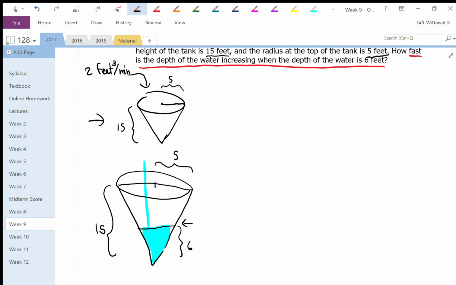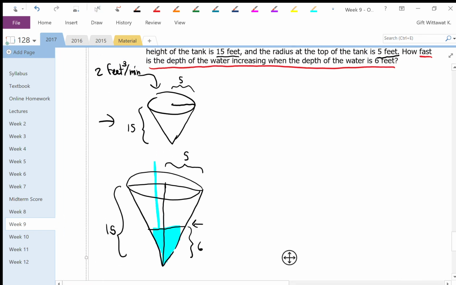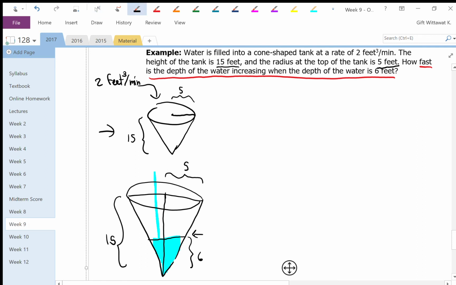So I need some parameter to work with. So let me say I'm gonna need to make a few parameters. The first thing that I need is the depth of the water. So I'm gonna call that h. So h is my depth of the water, and let me actually also call r the radius of the water over time.